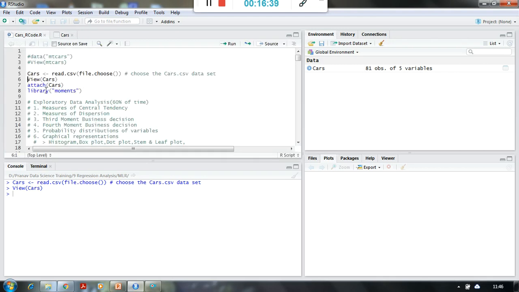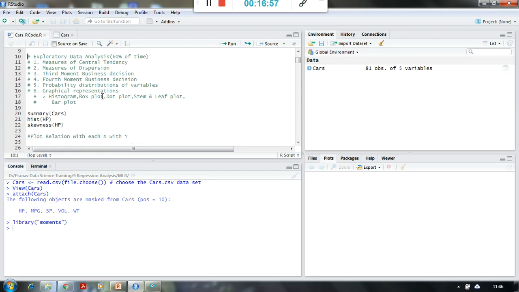So we have seen the data set. Now I am going to attach the data set cars so that I can directly access all these variables. I don't have to use the dollar symbol. I mean, all these basics we have already covered. I am importing the library moments just to show you, we try to calculate skewness and kurtosis of the data set, right?